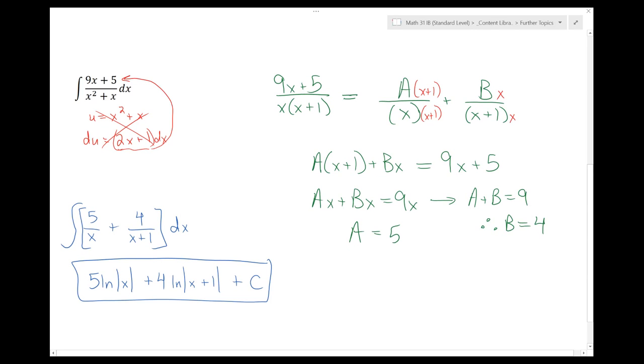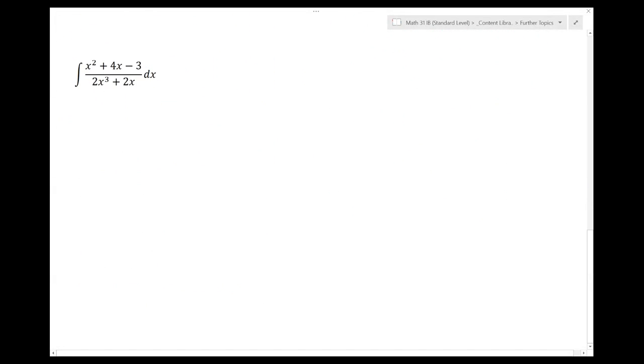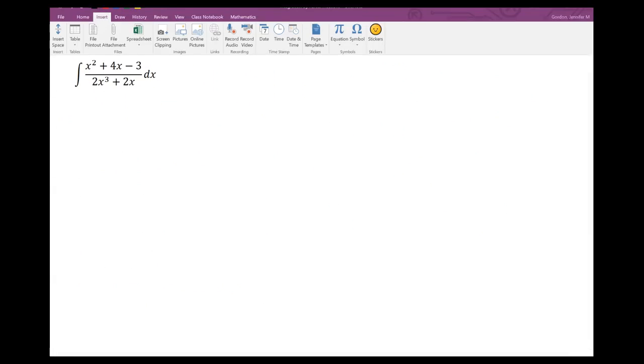So breaking up that fraction into simpler fractions with linear denominators makes the integral possible. But what about this situation? We're going to start in the same way.